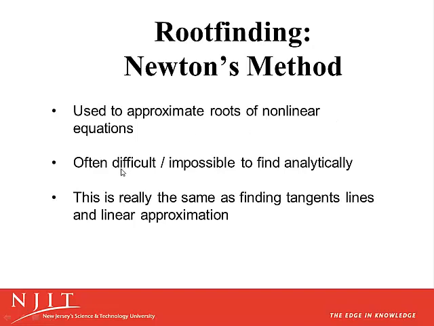These equations are often difficult or even impossible to solve analytically for their roots, and so we need to use approximation methods. Earlier we discussed the bisection method. And Newton's method is really the same as finding tangent lines and finding where the tangent line crosses the x-axis. It's the same as linear approximation and finding where the linear approximation crosses the x-axis. So tangent lines, linear approximation, and Newton's method are really all very similar.